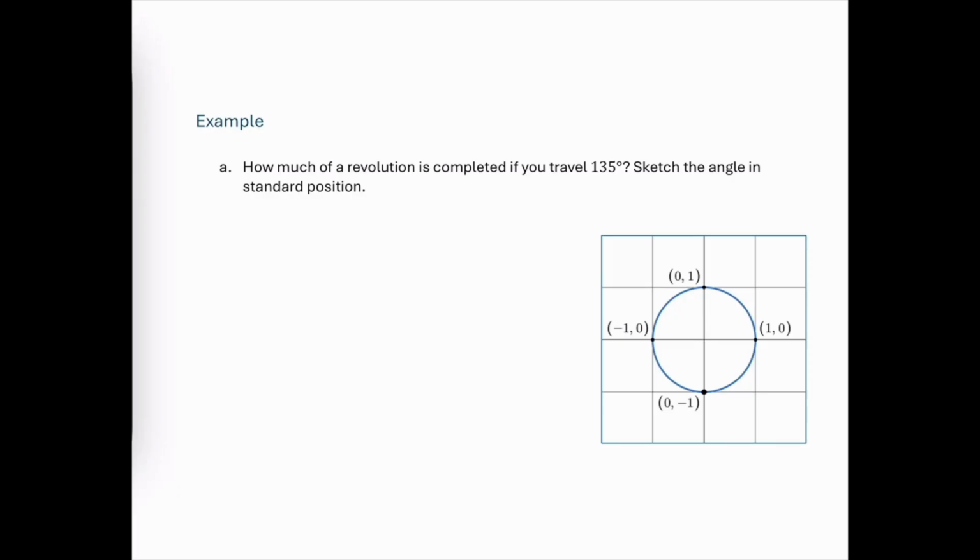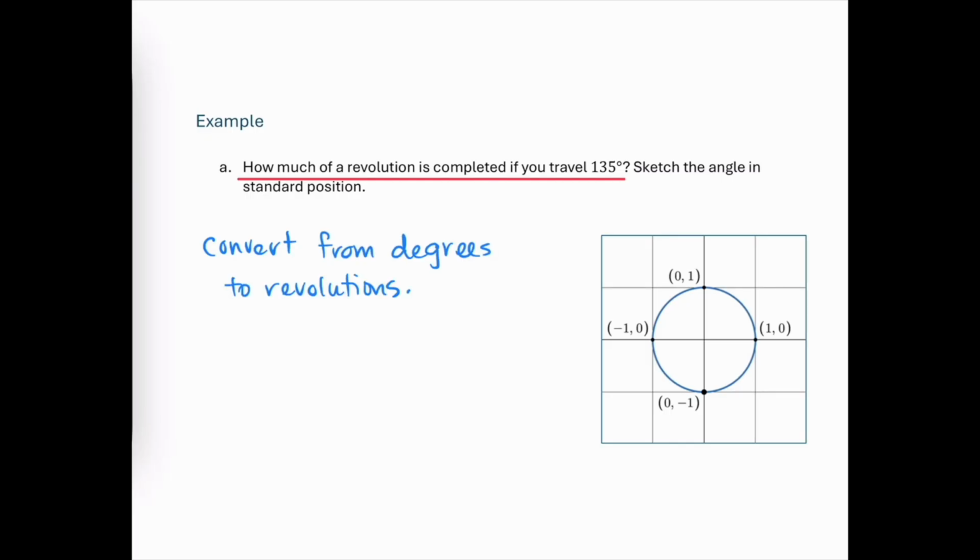So let's look at an example. In order to determine how much of a revolution is completed when we travel through a certain angle, we're basically going to be converting our angle from degrees to revolutions. So in order to do that, we'll take our measure of our angle, 135 degrees, and drop a 1 underneath it. Now we're going to use a very common trick that will be used a lot in trigonometry and other math classes, which is that we're going to multiply this quantity by what I'll call a well-chosen 1.